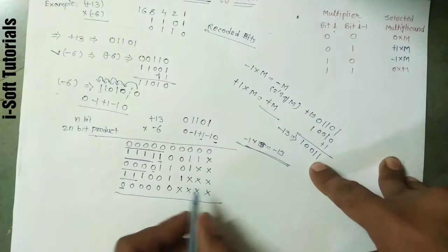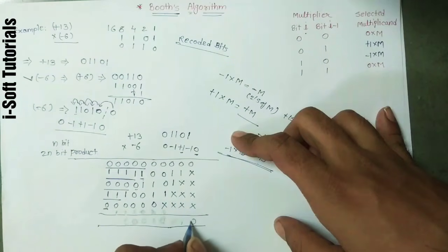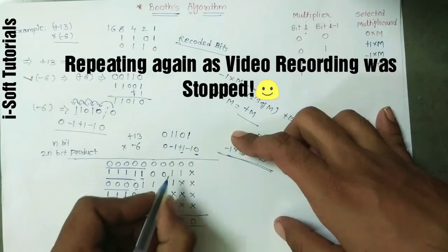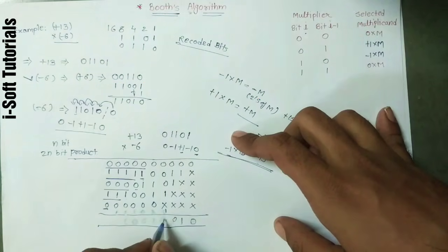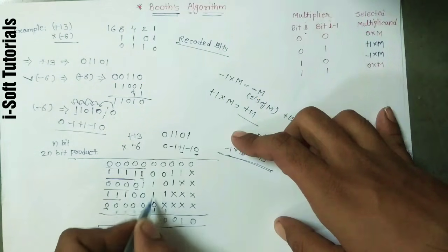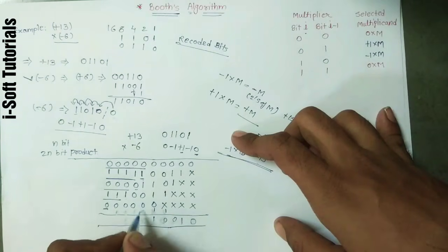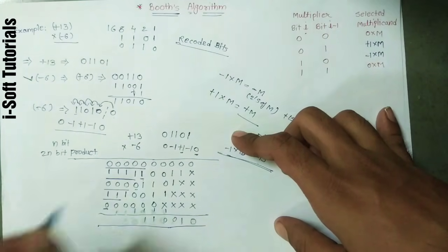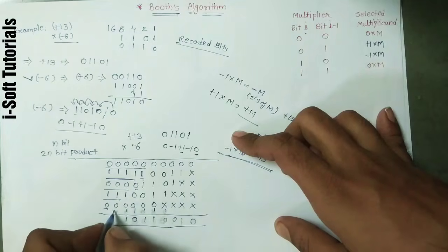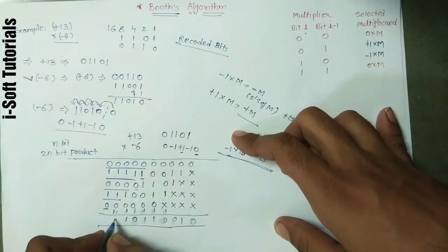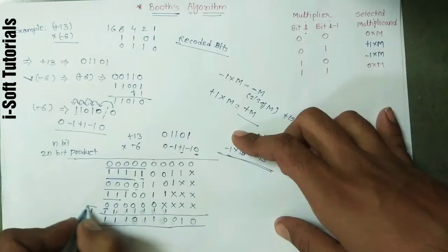So what will we get in the addition? This 0 is 0, then 1. Here we get 1 plus 1 is 0, carry 1. 1 plus 1 is 0, carry 1. 1 plus 1 plus 1 is 1, carry 1. 1 plus 1 plus 1 is 1, carry 1. Then 1 plus 1 is 0, carry 1. 3 ones means 1, carry 1. 3 ones again means 1, carry 1. Again 3 ones means 1, carry is 1.